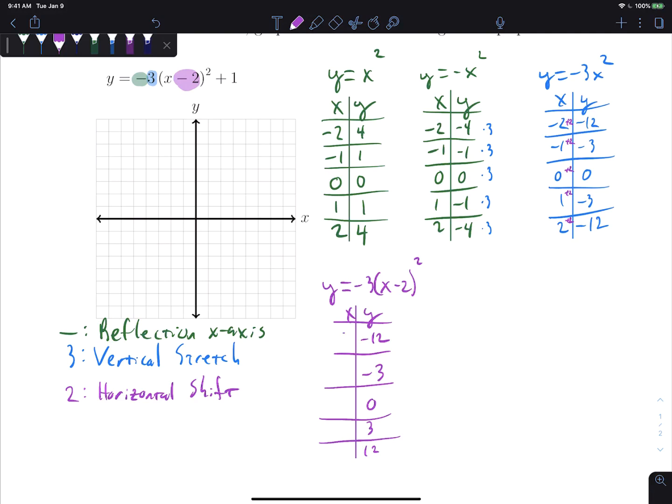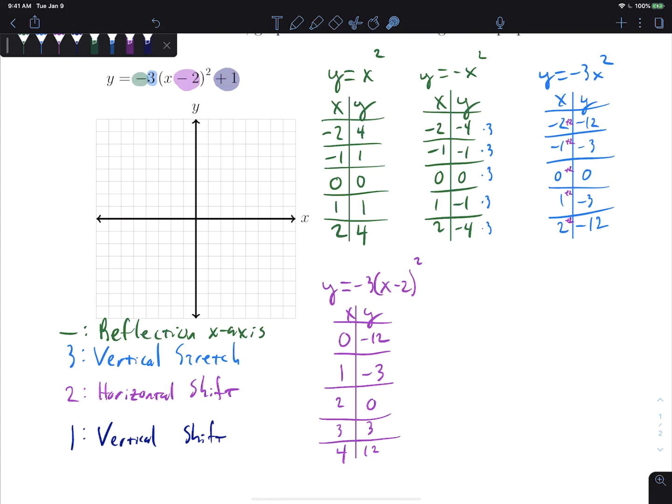-2 plus 2 is 0. -1 plus 2 is 1. 0 plus 2 is 2. And 1 plus 2 is 3. 2 plus 2 is 4. Fantastic. And then we have this last transformation of plus 1. So that 1 is a vertical shift. It's vertical because it's on the outside, and it's a shift because it's addition or subtraction.